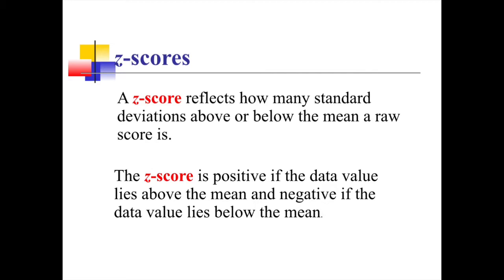Okay, so what does a z-score do? A z-score allows us to see how many standard deviations above or below the mean a value is. So if it's a positive z-score, it's above the mean. If it's a negative z-score, it'll be below the mean.